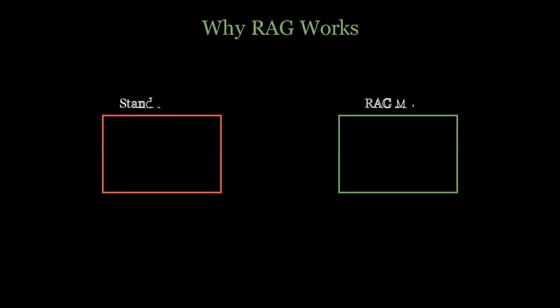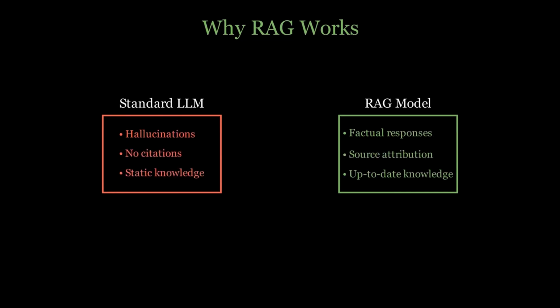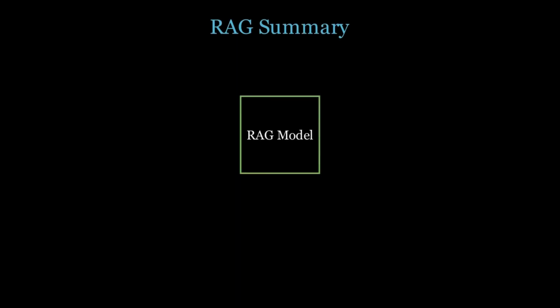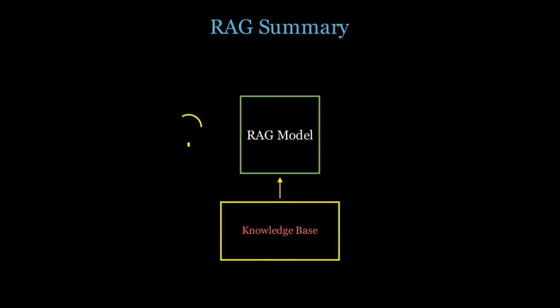Now, why RAG works better? Unlike traditional language models, RAG produces factual responses, cites sources, and remains up to date. Think of RAG as a smart assistant that doesn't just rely on what it already knows, but actually looks things up before answering. Instead of depending only on its training, RAG retrieves relevant documents from an external database and generates a response using both the question and the retrieved facts. This means giving your model access to a real-time library.